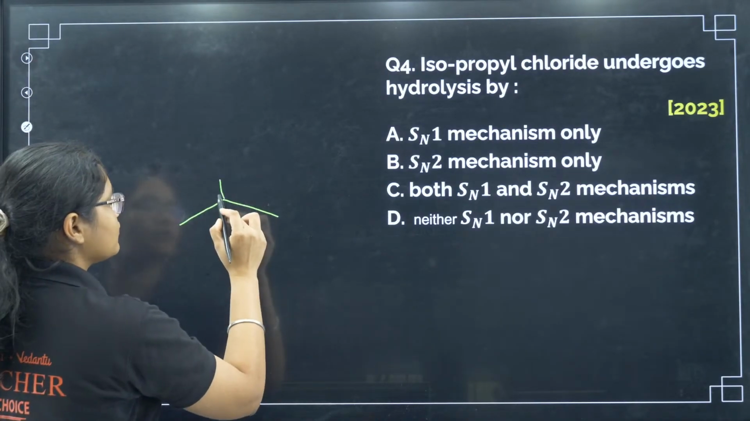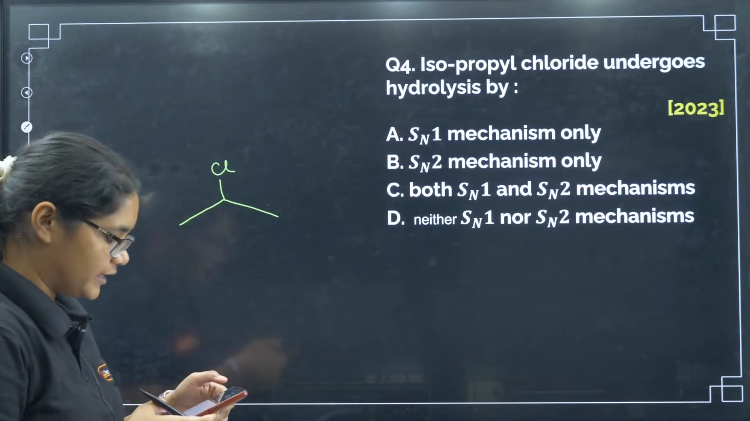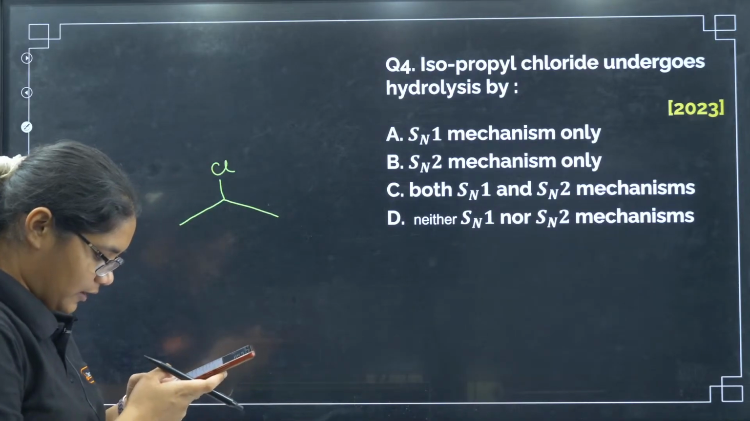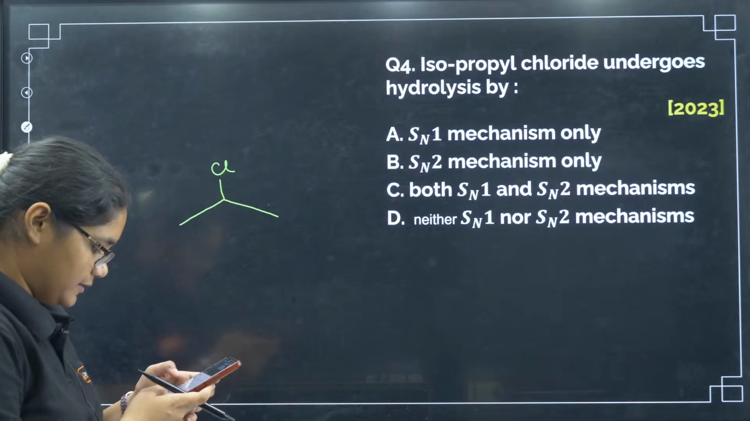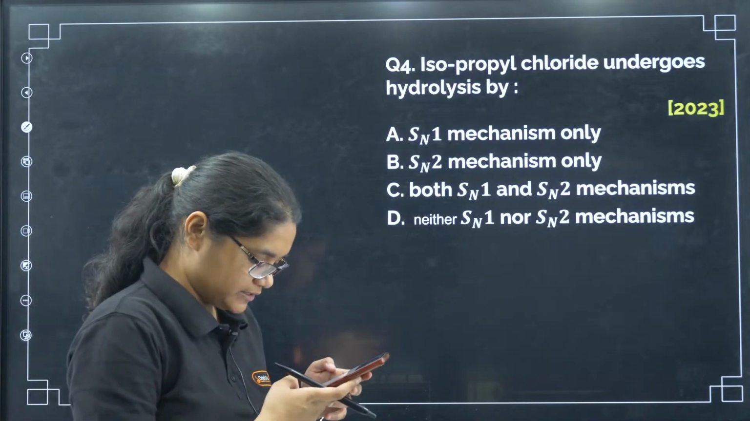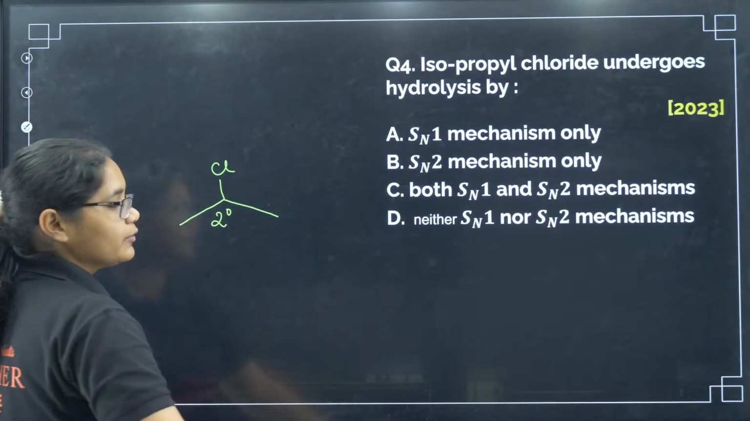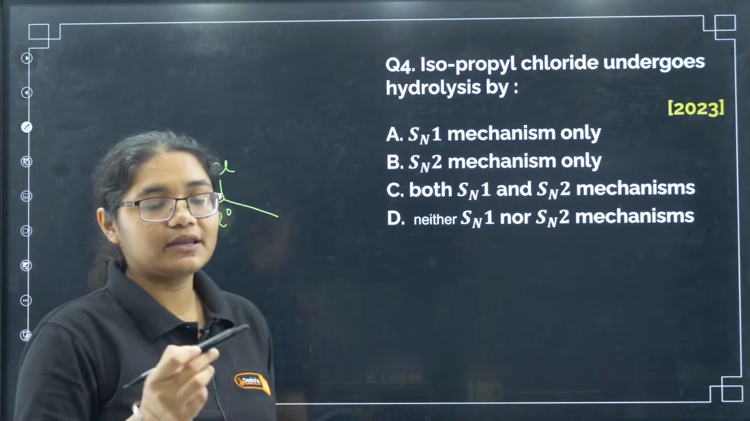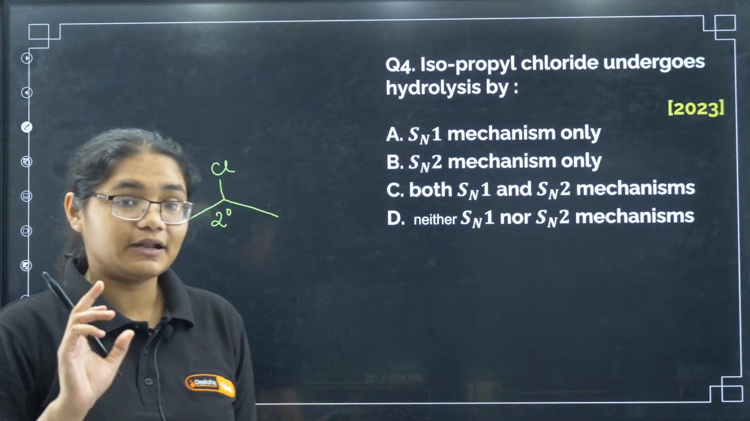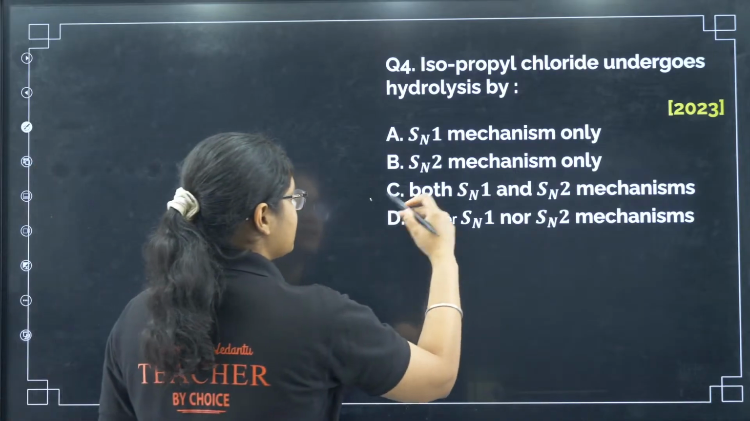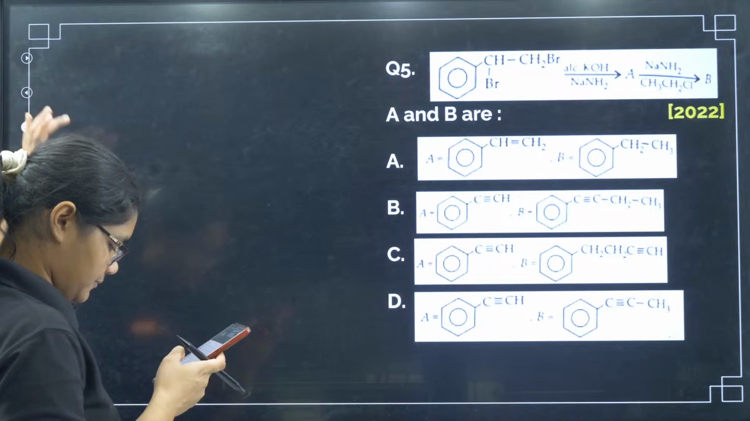Isopropyl chloride will undergo what type of reaction? SN1, SN2, both SN1 and SN2, neither SN1 nor SN2. Yes, Kishan, thank you so much, dear. Now see, this is a secondary chloride, right? Primary undergoes SN2 and tertiary undergoes SN1, but secondary can undergo both SN1 and SN2. It depends on different other factors. So C is the correct answer.